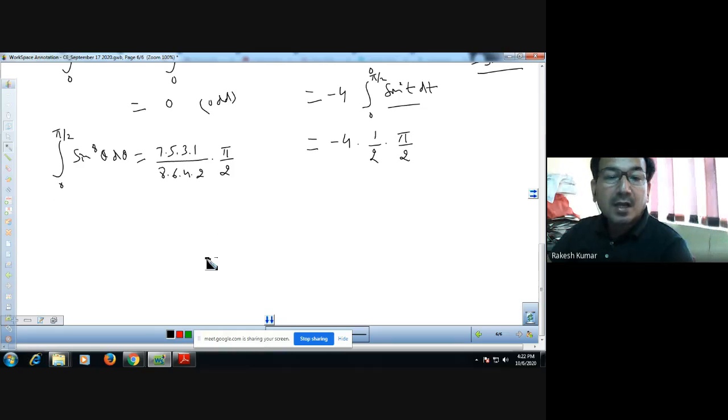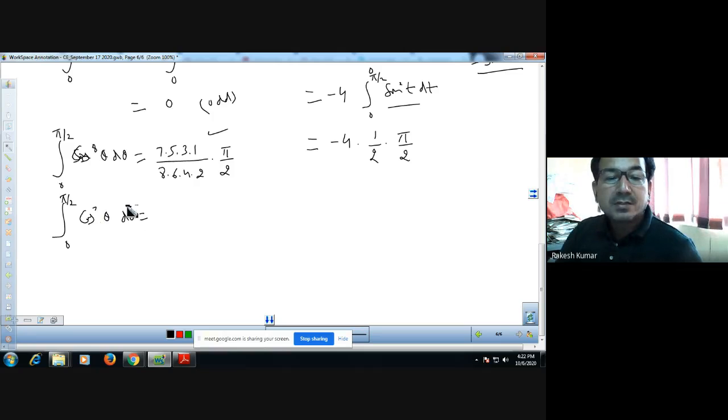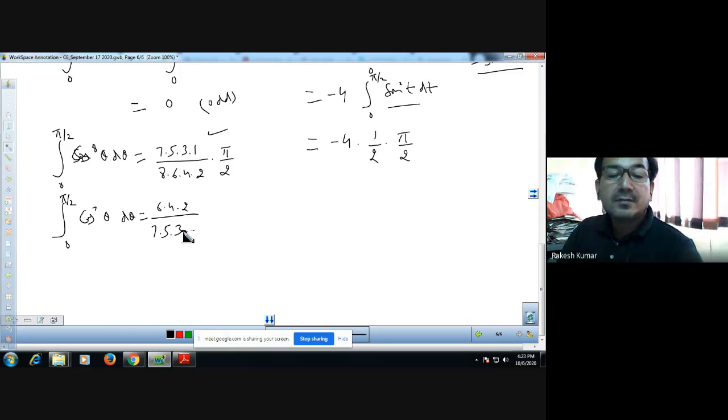Now the cosine term will also have the same value. If there is cos to the power 8 theta, you will have the same. But if the power is odd, suppose we have cos to the power 7 theta, then 7 minus 1 gives 6, 4, 2, and in the denominator, you start with the power 7, 5, 3, and 1. Because this is an odd power, you have no need to multiply it by pi by 2. So this is the reduction formula which you can use whenever it is required.